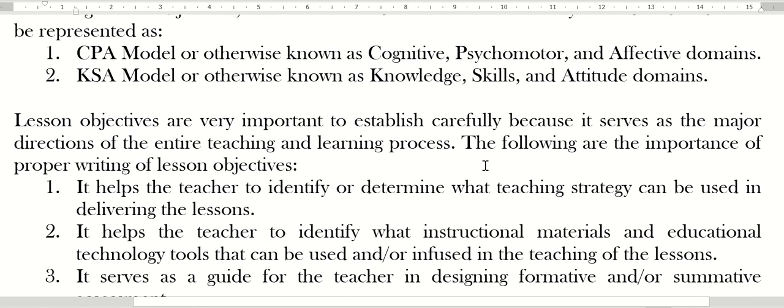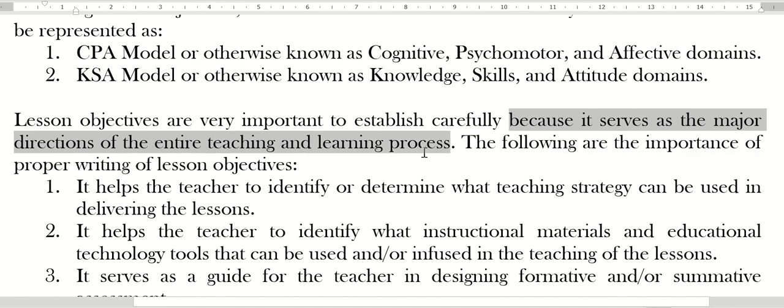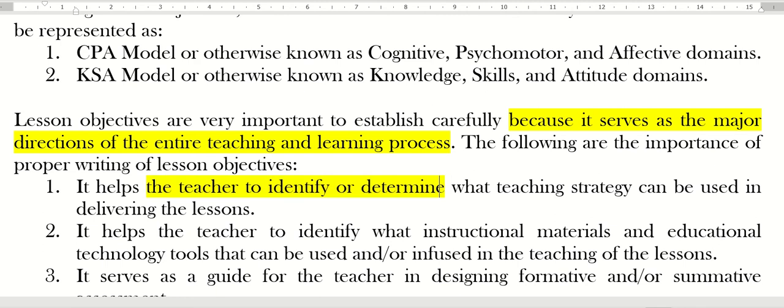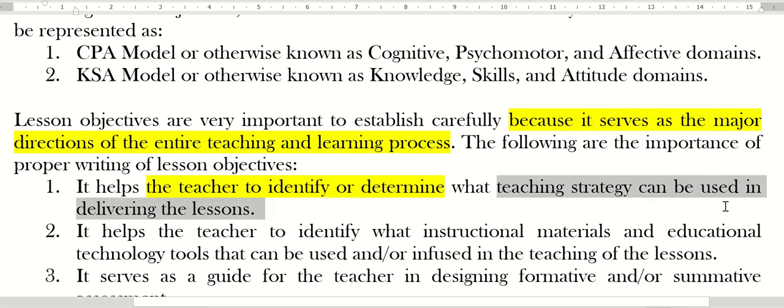So lesson objectives are very important to establish carefully, because they serve as the major direction of the entire teaching and learning process. For example, they help the teacher to identify what teaching strategies can be used in delivering the lesson. So, in the selection of teaching strategy, you have to align your strategy to your objective.